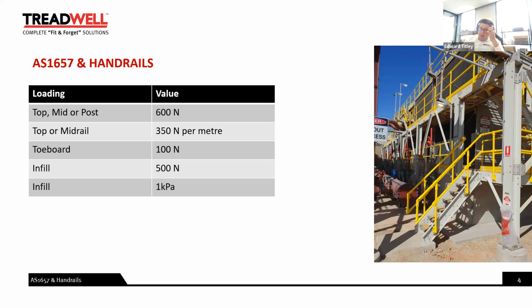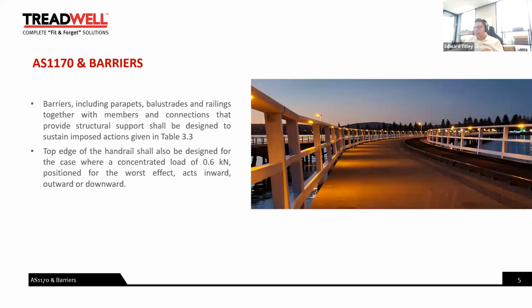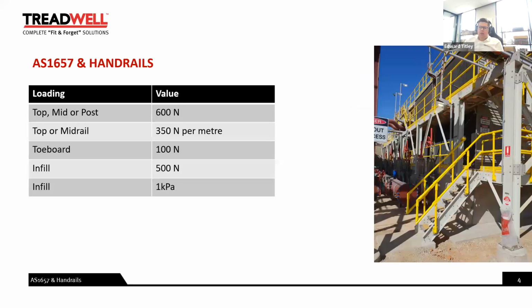However, if we go to 1170, which we'll do shortly, we often get asked this. I'll go back to the photo. The product in this photo is our Rail-X product. It's an equivalent, if you like, to your normal sort of ball and tube handrail, industrial applications, back of house access, that type of thing.